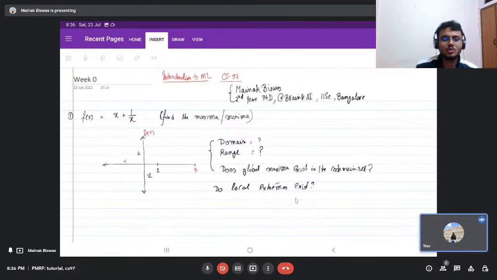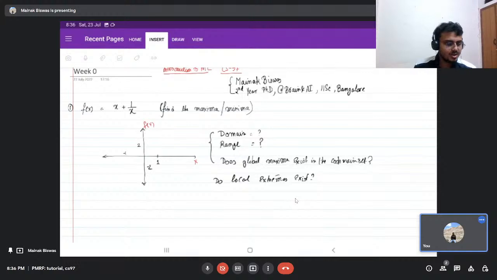So today we'll do two questions. These will be relevant to students of class 11 who will be learning functions, and also people who are learning linear algebra in the UG courses. So let's take this example where f of x is equal to x plus 1 over x. We are told to find the maxima and the minima of this function.